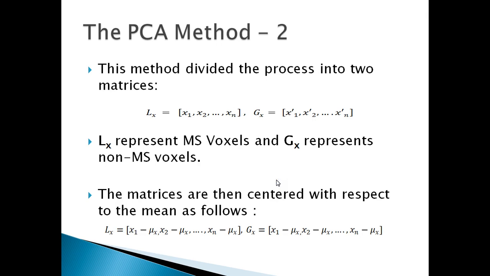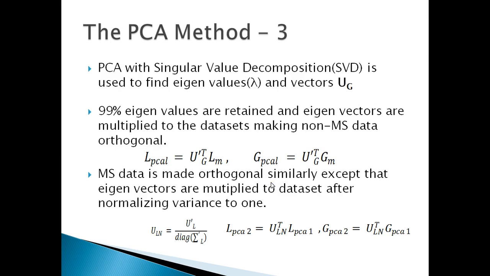The first step in this PCA method is to divide the data into two matrices, LX and GX. LX represents the MS voxels and GX represents the non-MS voxels. The matrices will then be centered with respect to the mean. We'll then combine PCA with singular value decomposition to get the eigenvalues and the eigenvectors. We'll then choose the top 99% of eigenvalues, and the least 1% is discarded, and the eigenvectors are multiplied to both the data sets, and this will make the non-MS data orthogonal.